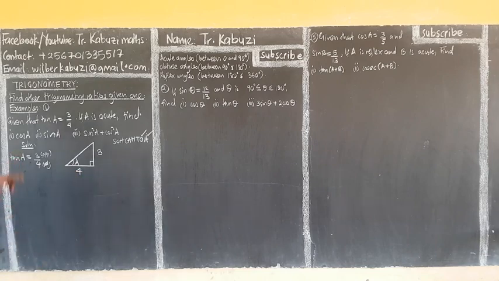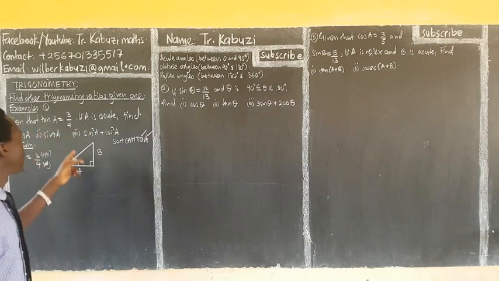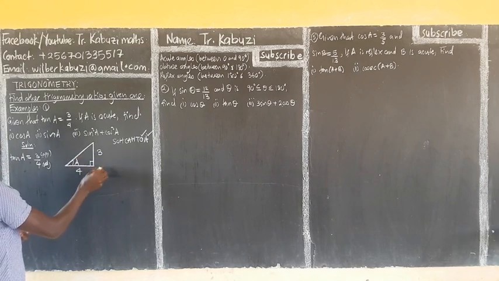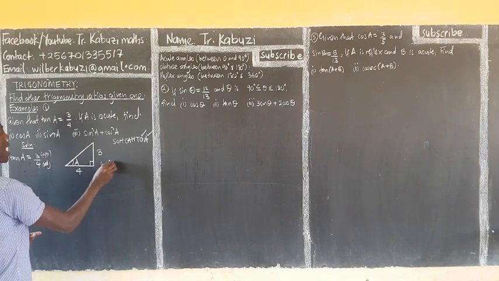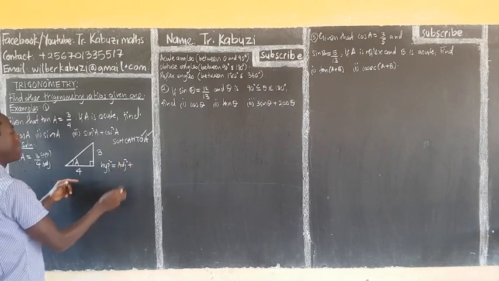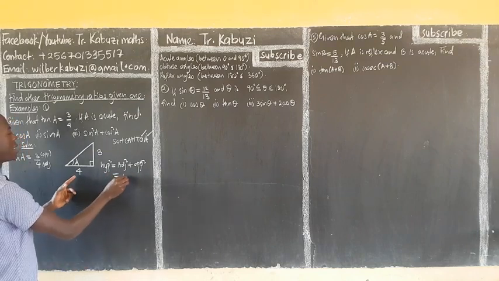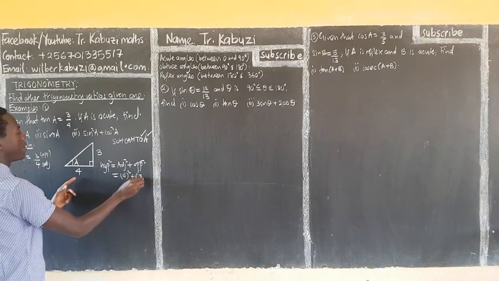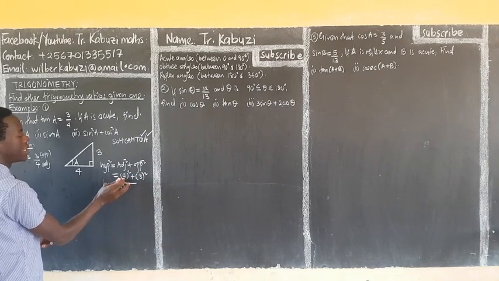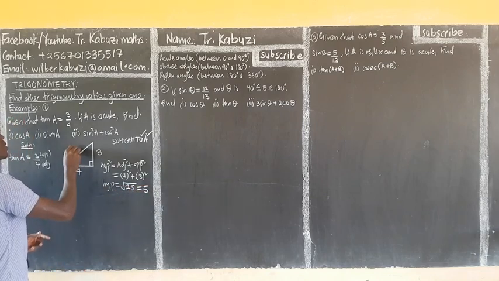Now they're asking me to get cos, but to get cos, you see that I need the hypotenuse. How do you get the hypotenuse? From here, we just use our Pythagoras theorem. We just say hypotenuse squared will be equal to adjacent squared plus the opposite squared. This will be our adjacent 4 squared plus 3 squared. So my hypotenuse will be the square root of 16 plus 9, which is 25, and the square root of 25 will be 5. So this one is going to be 5.